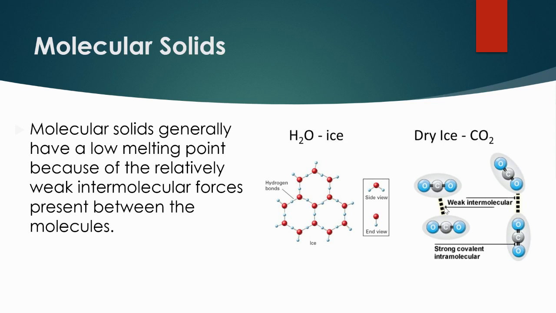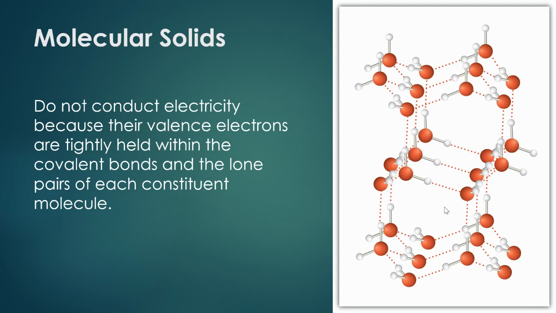Molecular solids typically have low melting points because it's easy to break the intermolecular forces, so it doesn't take a lot of energy to break those intermolecular forces apart between the molecules, and then the molecules are free to move once those intermolecular forces are broken apart. They also have low boiling points. They have higher vapor pressures than ionic solids because they do evaporate more easily.